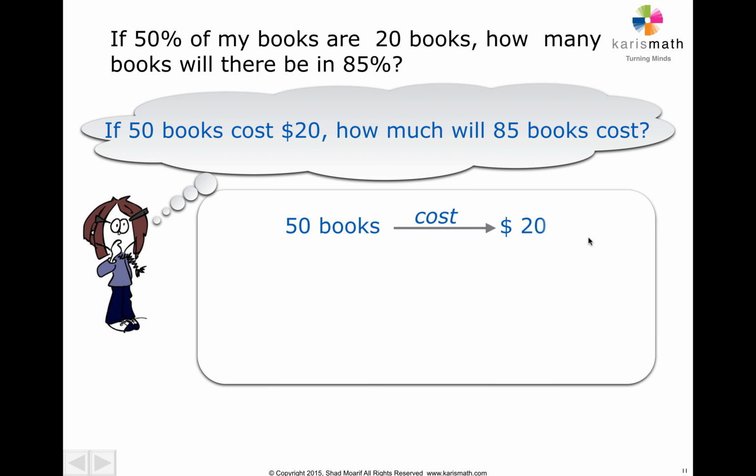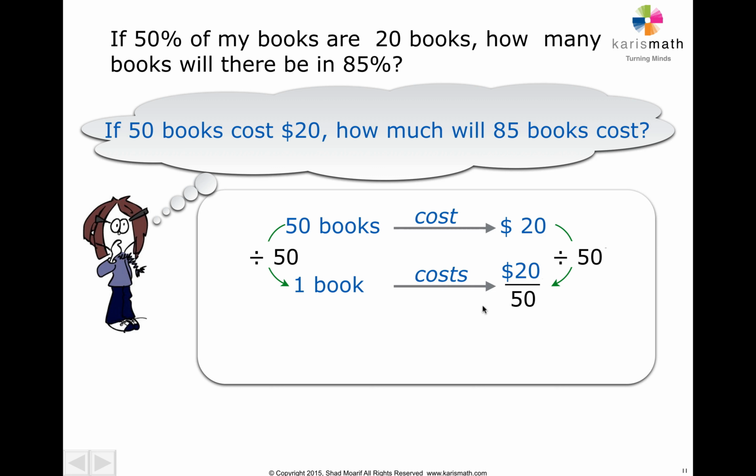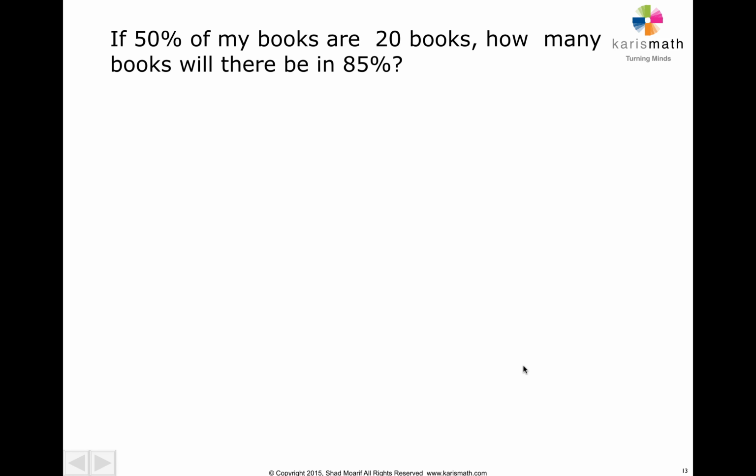50 books cost $20. Well, find out the cost of one book. That'll be 20 divided by 50, right? Because it's 50 times less, so you'll reduce this 50 times, you'll divide it by 50. That's the cost of one book. So what's the cost of 85 books? Well, you increase it 85 times more, so you'll multiply the price of one book by 85, and you got your answer. It's $34. The same kind of reasoning we apply here.